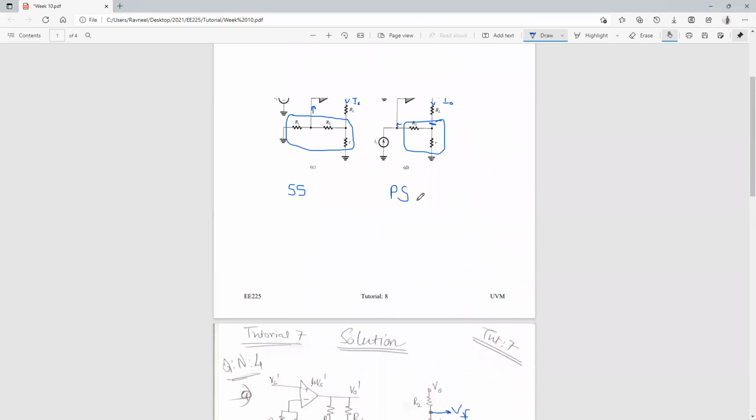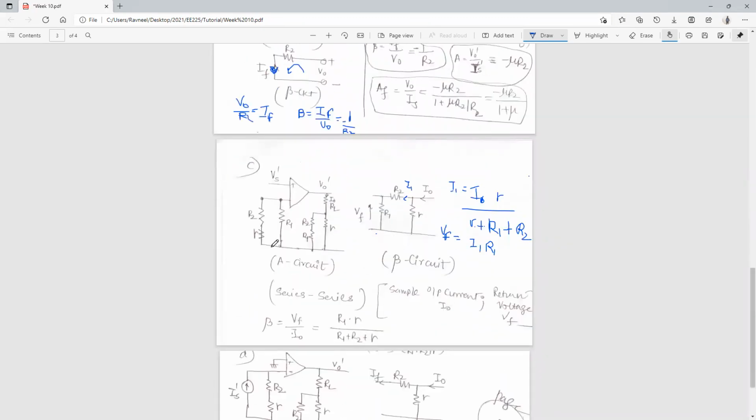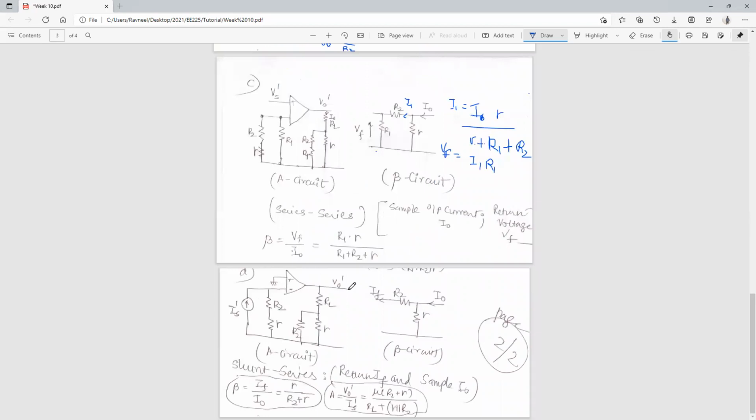So if you draw the alpha circuit, or the open loop circuit, you'll get something like this. Like I said, if you break it, R2 becomes in series with R, and that is in parallel with your IS, the supply current that you're supplying. And for your output resistance, RL becomes in series with R2 and R, where R2 and R are in parallel. So this is your alpha circuit.